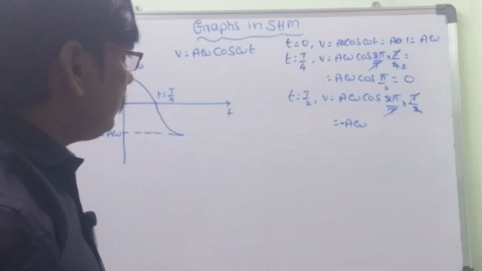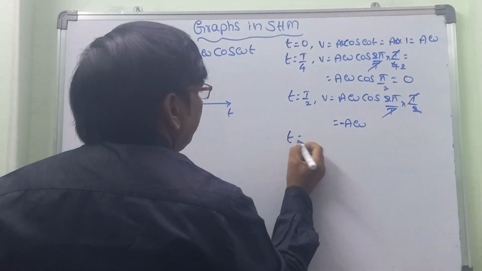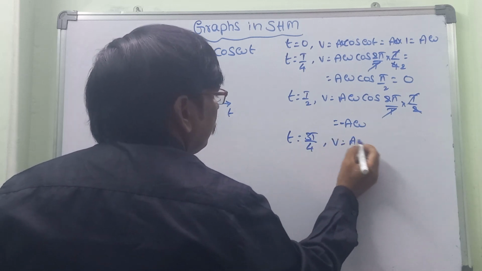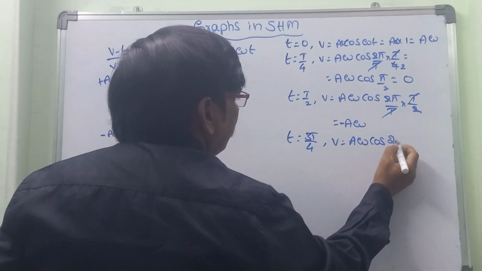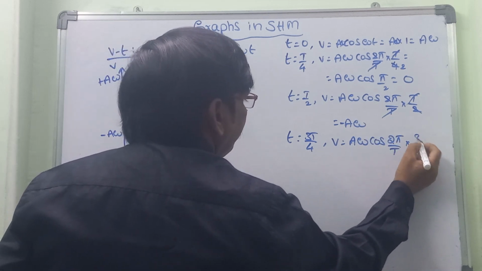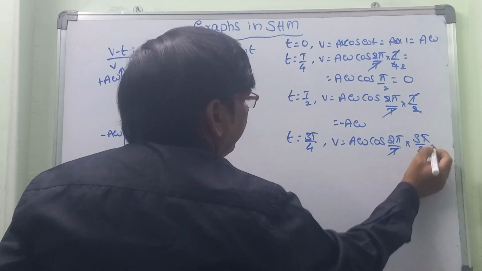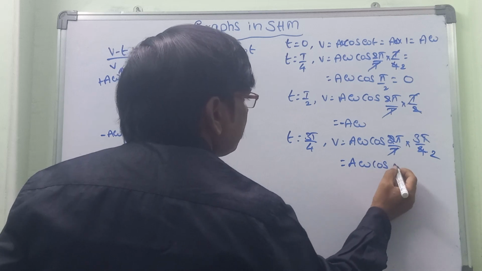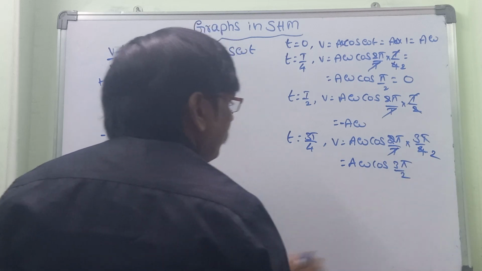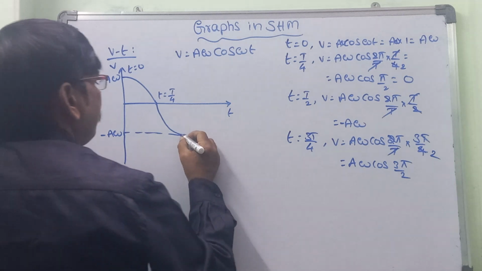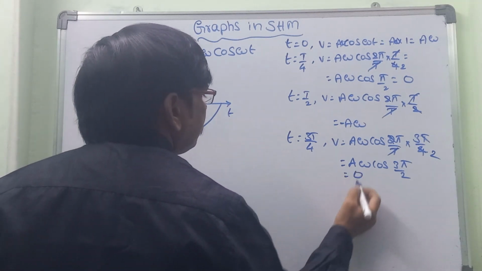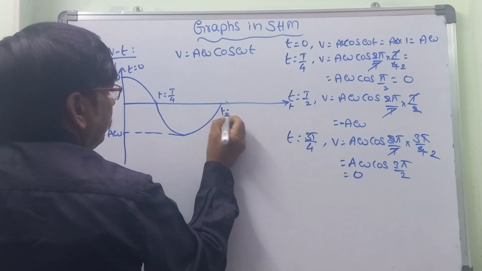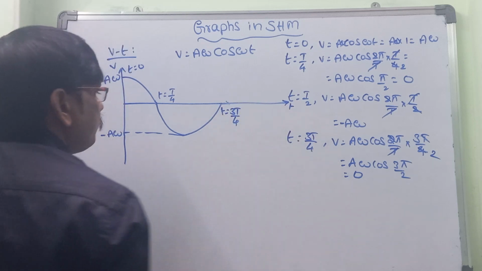Now let us go with the next one, t = 3T/4. v = aω cos(2π/T × 3T/4). T gets cancelled, 2 gets cancelled, that is equal to aω cos(3π/2). The same way, we will get a value that is equal to 0. So at this point it is 0, at t = 3T/4.